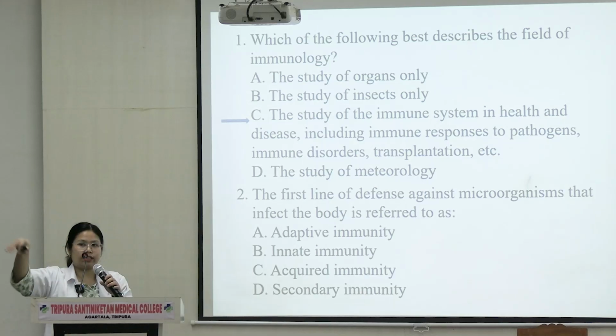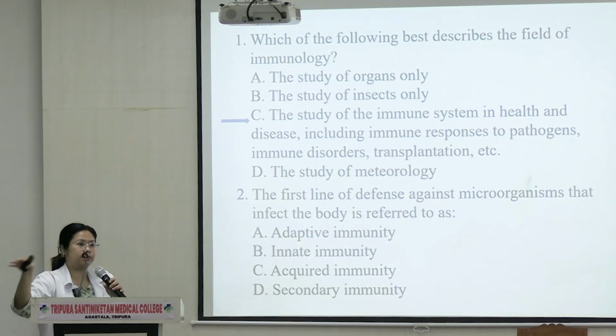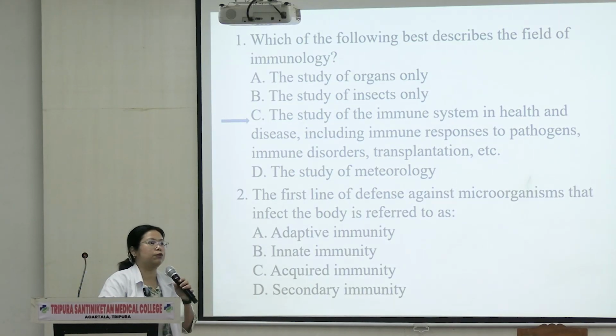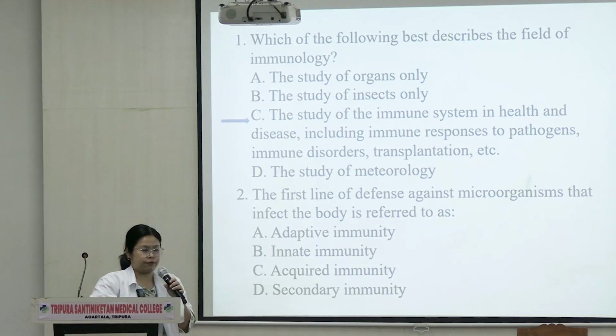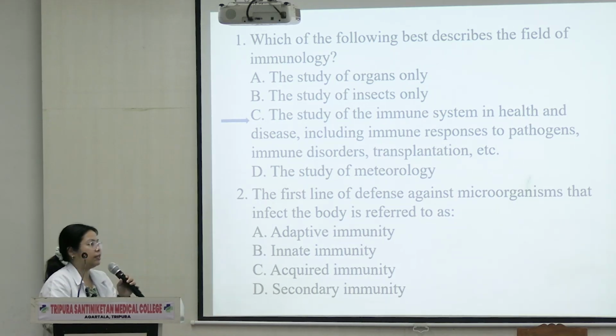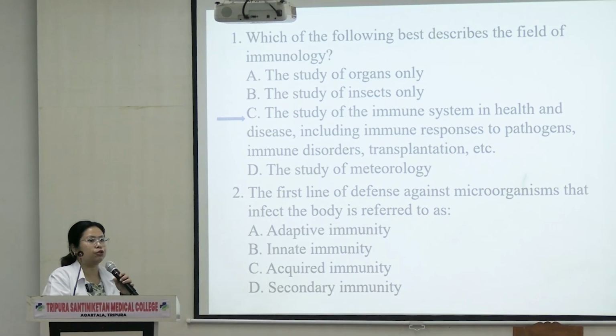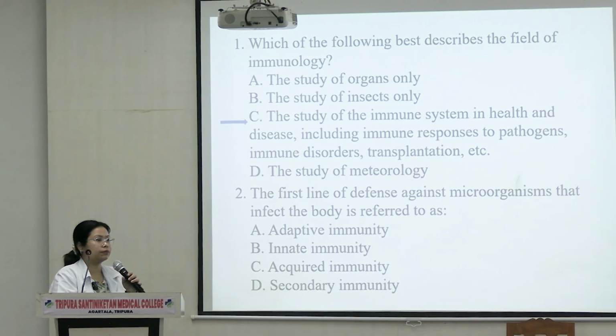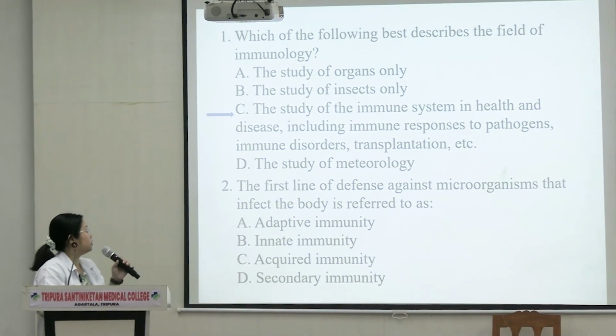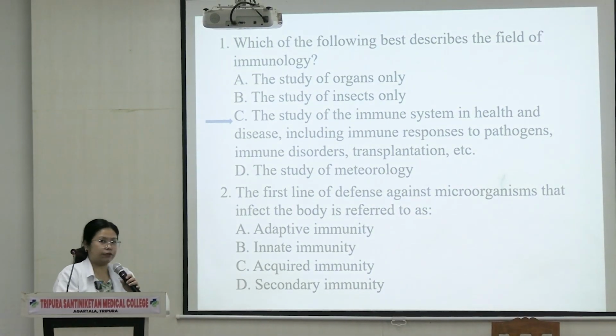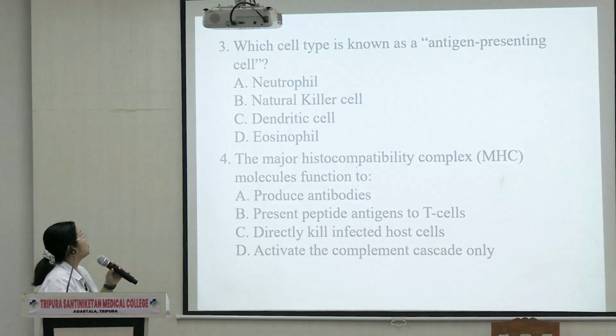Okay, I know that these two groups of people are very active. I want to hear from the far left, to my left. Please tell me the answer for question number 2. B. The first line of defense is the innate immunity.